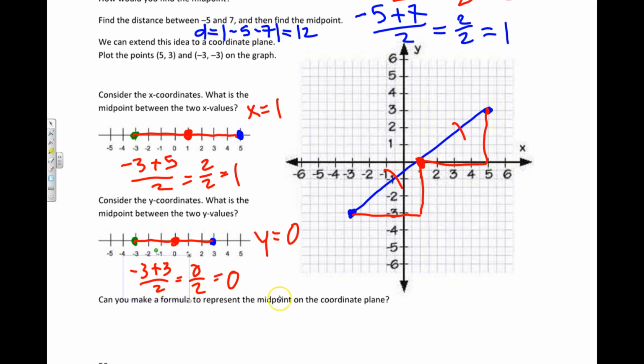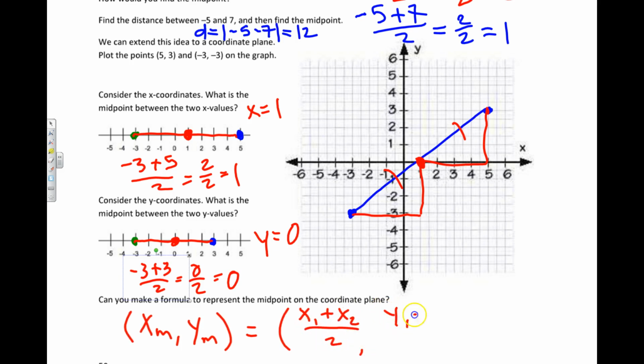So in order to find the midpoint, we really just take the average of the x's and the average of the y values. So if I want a midpoint, I'm going to call it xm comma ym. Okay, that's x value of the midpoint and y value of the midpoint. That's really equal to the average of my x values, x1 plus x2 over 2, comma, and the average of my y values, y1 plus y2 over 2. And that's all we do to find the midpoint.